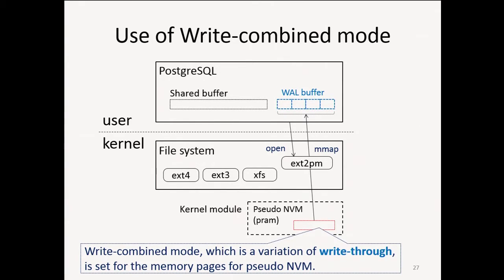And as to the cache problem, the prototype used write combined mode. That is, the memory area assigned for NVM is set to write combined mode, which is a variation of write through mode of the CPU cache. By using write combined mode, it is not necessary for PostgreSQL to care about the problem due to the inconsistency between cache and main memory.